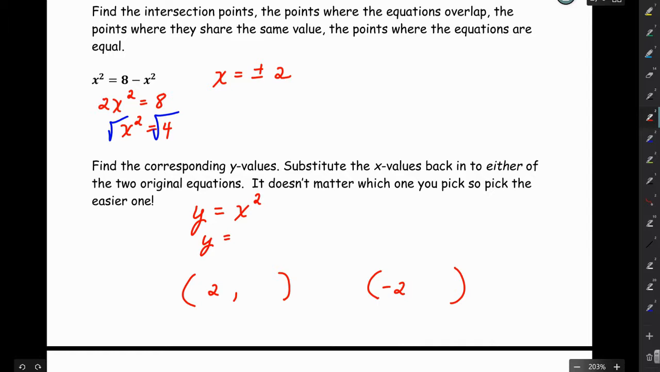So we have y equals 2 squared, so y equals 4. And we have y equals negative 2 squared. Here for this point, y equals 4 as well.